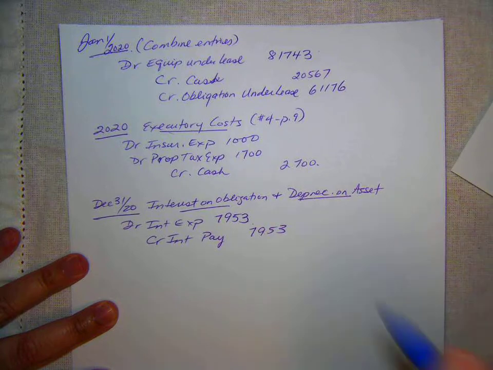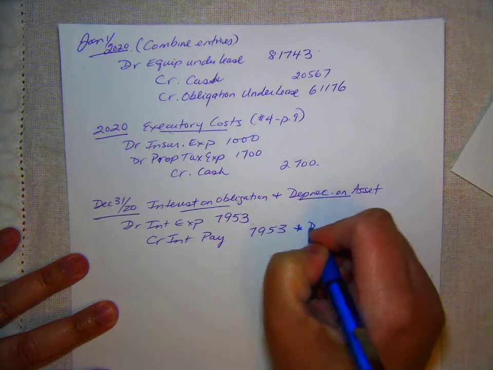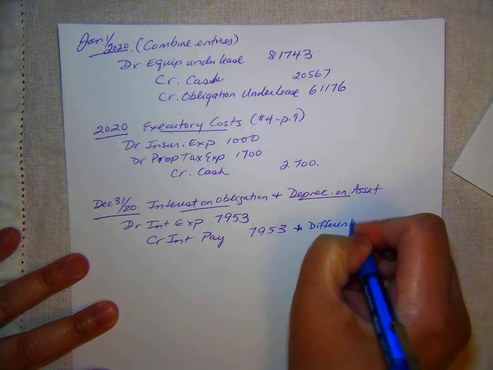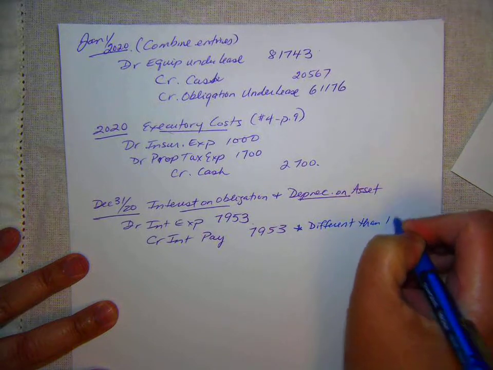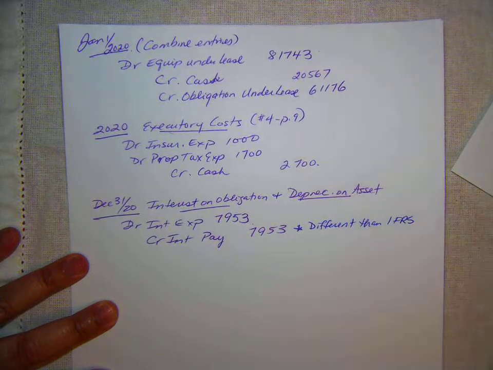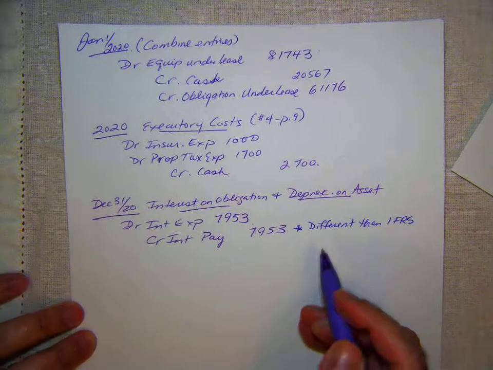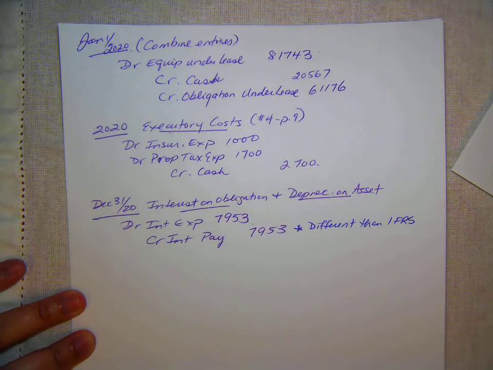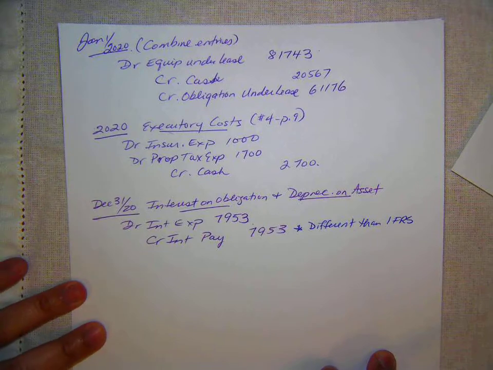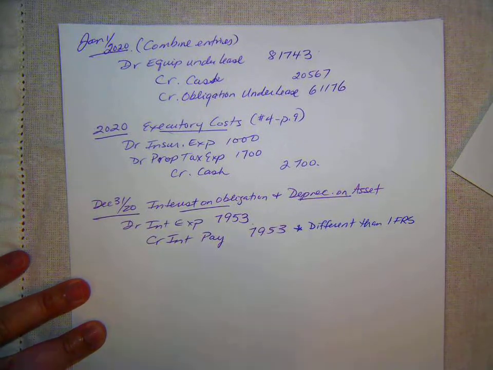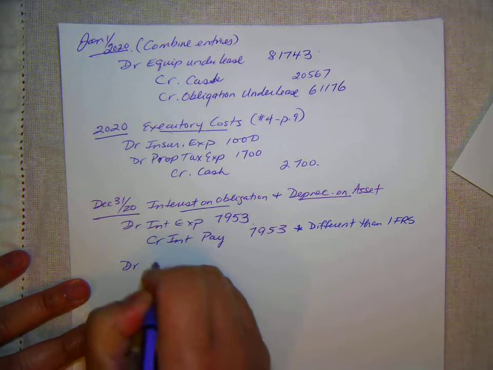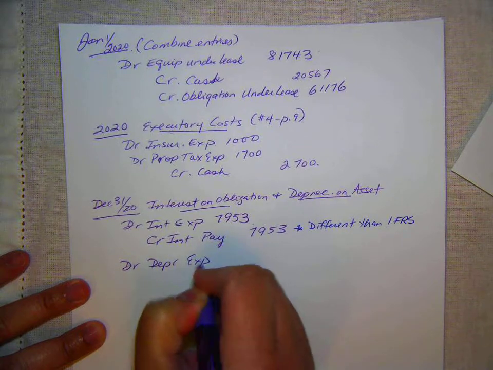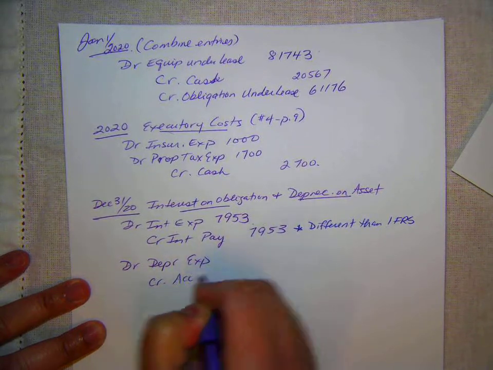So make a little note to yourself, different than IFRS. Remember, IFRS put it right in the obligation. This one I think makes sense to more students, but that's where we are. Then we've got to do depreciation. So debit depreciation expense, credit accumulated depreciation.